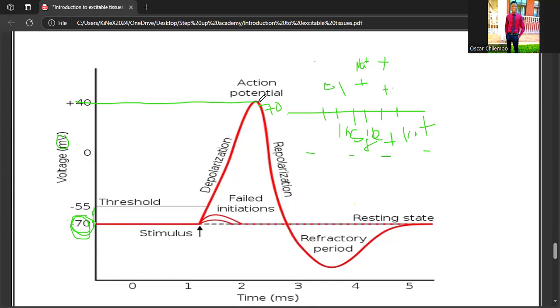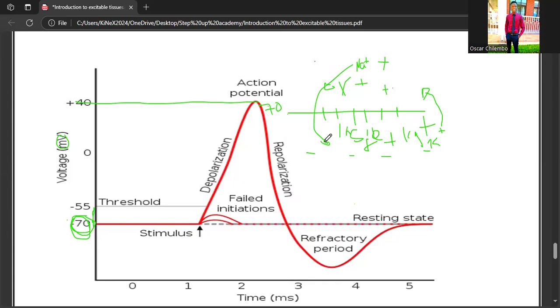At this point, what opens are the potassium voltage gated channels. We all know that potassium is inside here. Once the potassium voltage gated channels open, potassium starts moving outside the cell, because potassium always moves outside the cell, unlike sodium, which moves inside the cell.